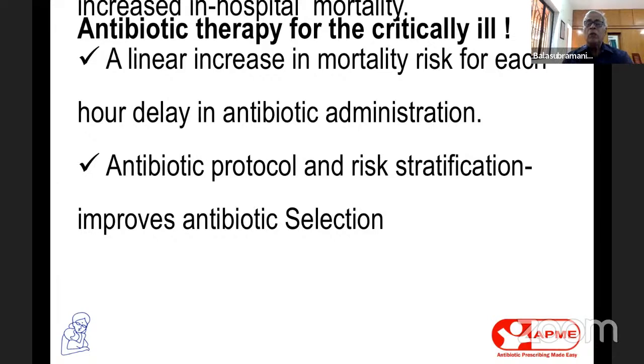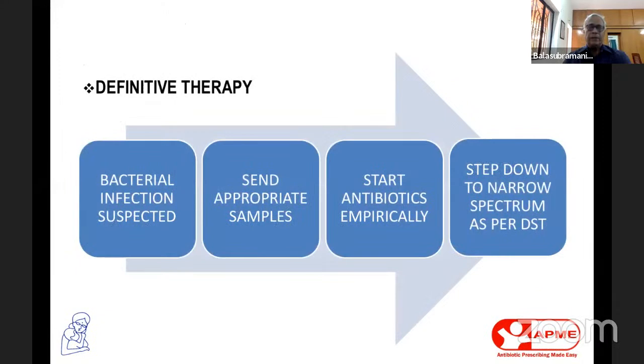As much as people talk about rational antibiotic therapy and say, do not misuse, abuse antibiotics, you must remember in a child who is critically ill, there is no point in saying, no, antibiotic stewardship, I won't be using antibiotics. If you delay antibiotic administration in the golden hour of sepsis, you are likely to end up having more morbidity and mortality. And your antibiotic protocol should always consider risk stratification to improve antibiotic selection.